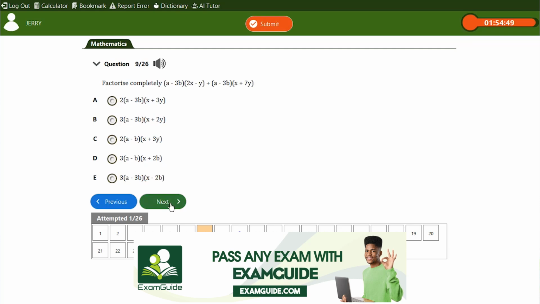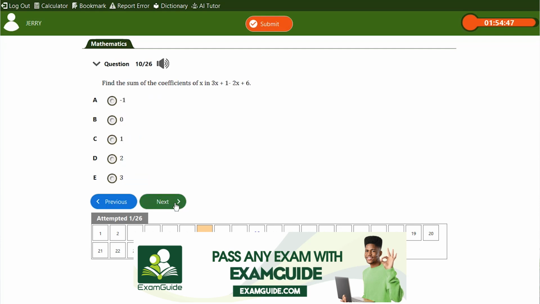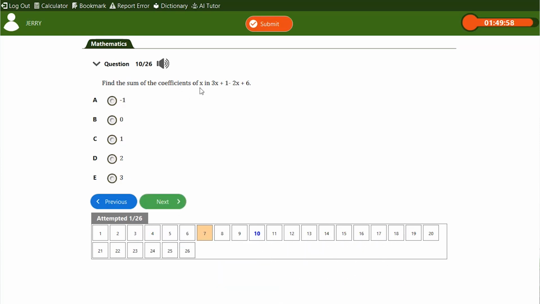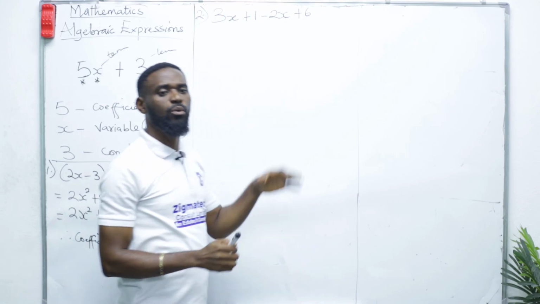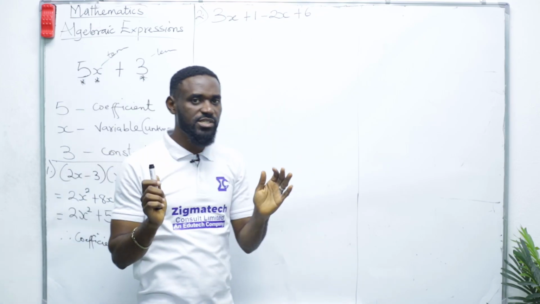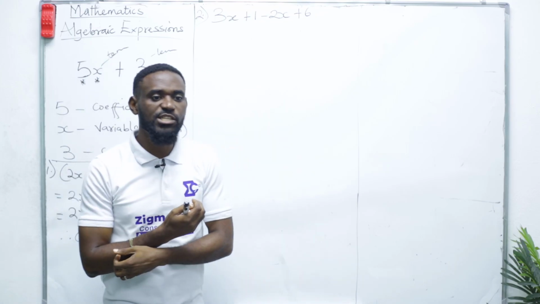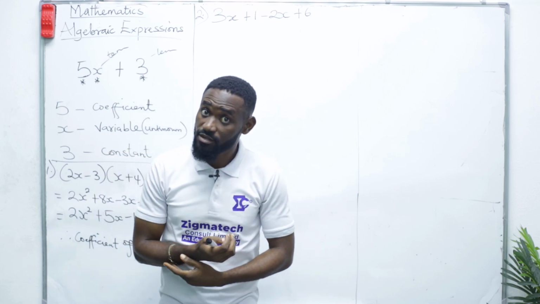This is not what we're dealing with. Okay, so this question says that we should find the sum of the coefficient of x in 3x plus 1 minus 2x plus 6. So let's look at that. Okay, now look at this. The question says that we should find the sum of the coefficients.